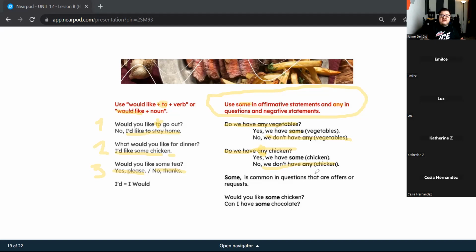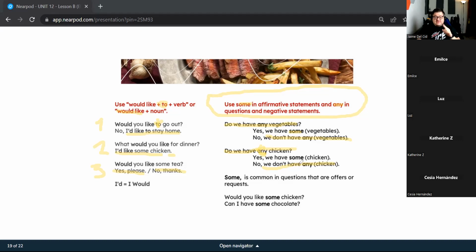Do we have any chicken? ¿Tenemos pollo? Yes, we have some chicken. Sí tenemos pollo. No, we don't have any chicken. No, no tenemos nada de pollo. Esa es otra forma de contestar para una oración negativa. Entonces, otra vez, si seguimos la regla de lo que está en rojo, nos va a ir bien siempre.